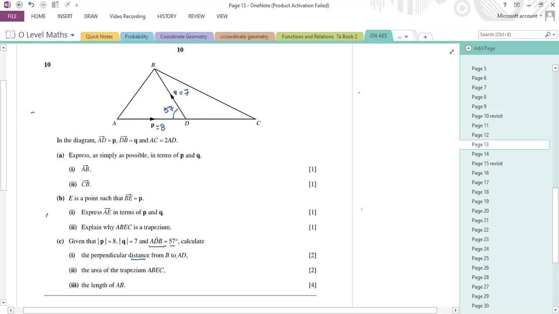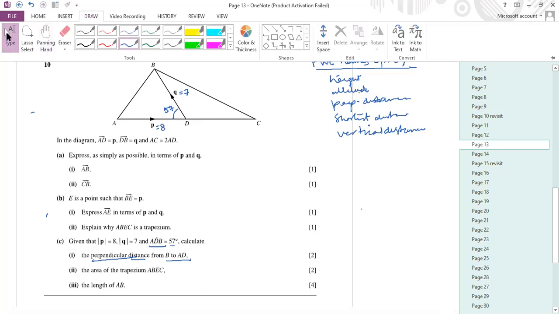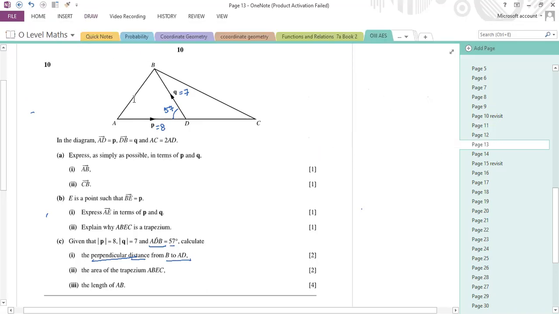Now, perpendicular distance. You remember that when I started teaching you coordinate geometry, I told you five names of height. I hope each one of you remembers. It was height, altitude, perpendicular distance, shortest distance, and vertical distance. Maybe there's some other thing, but these are a few of the names which are going to be used instead of perpendicular distance. I hope it's clear. I just made you recall it. I'm removing it now.